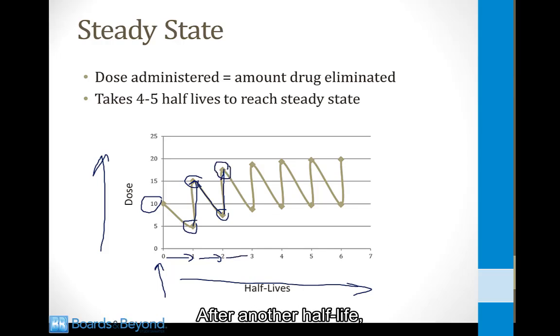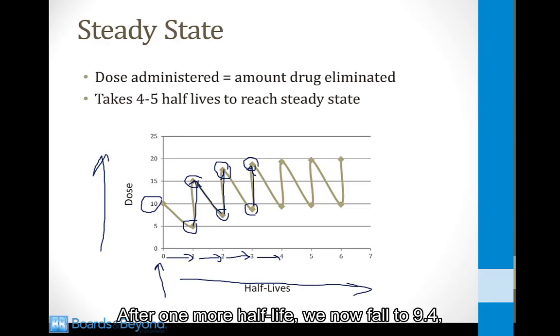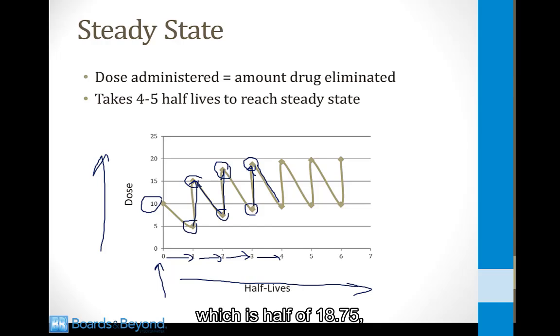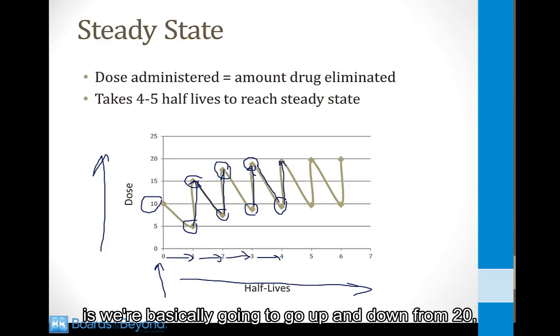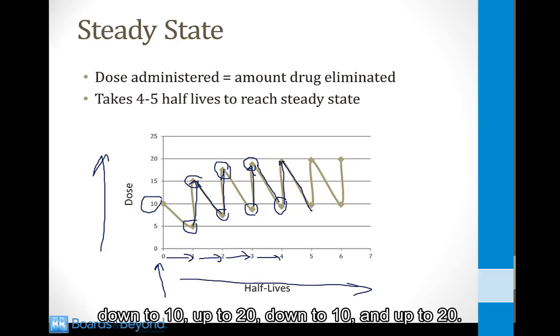After another half-life, we fall to half of 17.5, which is 8.75. But now we give another 10 milligrams and we go up to 18.75. After one more half-life, we now fall to 9.4, which is half of 18.75. And now we give another dose and we go up almost to 20. And now what's going to happen after we pass 4 half-lives is we're basically going to go up and down from 20 down to 10, up to 20, down to 10, and up to 20.